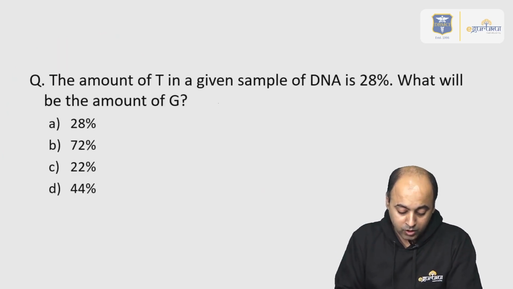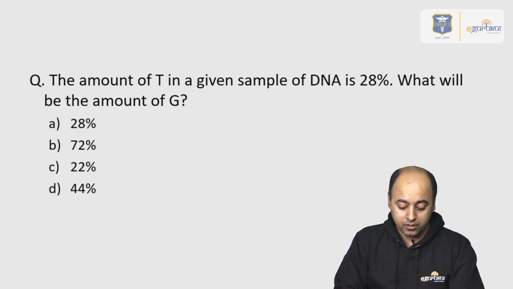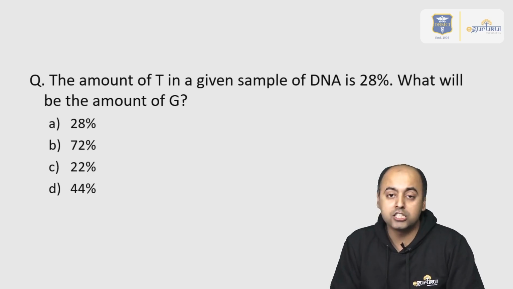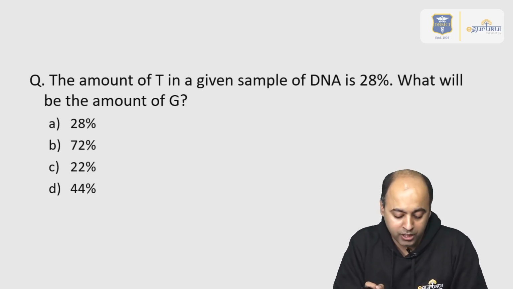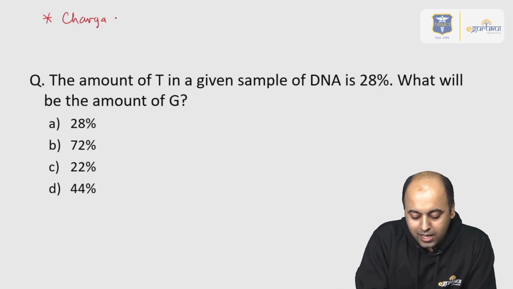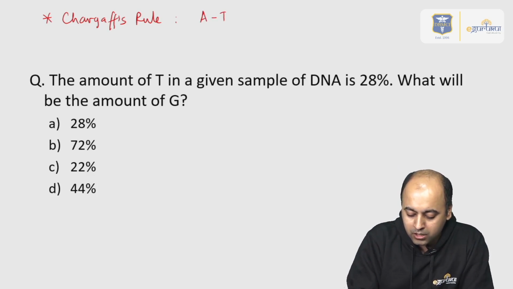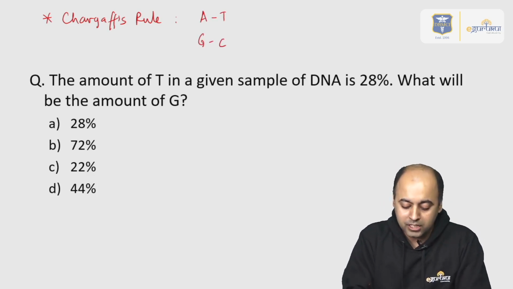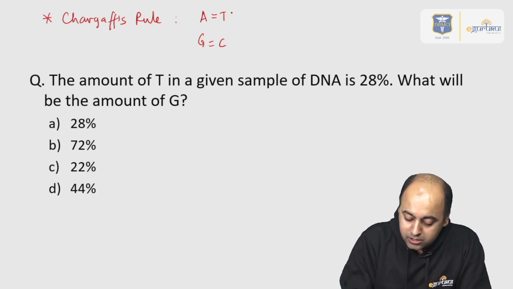Okay. Moving on to next question. Now we are moving to the molecular biology. The amount of thymine in a given sample of DNA is 28%. What will be the amount of the guanine in the same sample of DNA? Now this is a very simple straightforward question based on what is known as Chargaff's rule. All of you know this. Chargaff's rule has very simple 2 points. The adenine combines with thymine, the guanine combines with cytosine. That is why the amount of adenine will be equal to amount of thymine, the amount of guanine is equal to amount of cytosine. Now question says the amount of thymine is 28%.